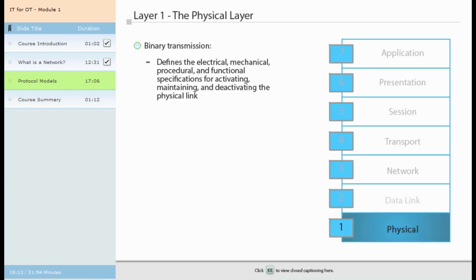Layer 1. The physical layer defines the electrical, mechanical, procedural, and functional specifications for activating, maintaining, and deactivating the physical link for bit transmission between end devices. Physical layer specifications define characteristics such as voltage levels, timing of voltage changes, physical data rates, maximum transmission distances, physical connectors, and other similar attributes.